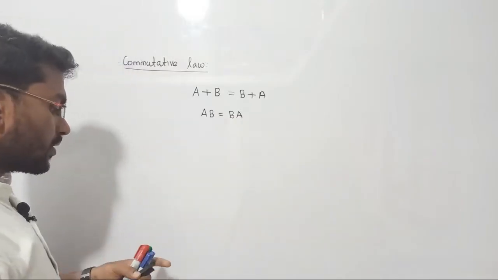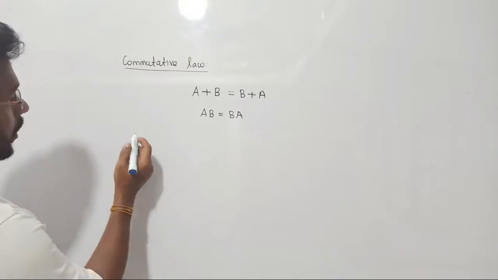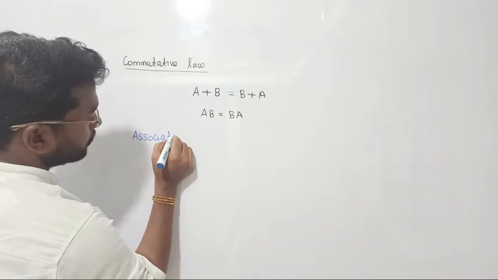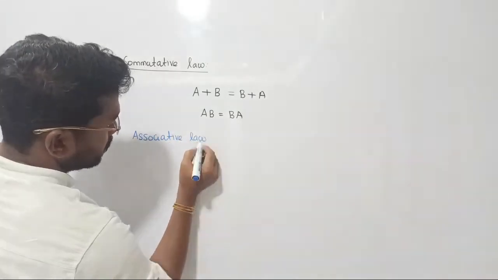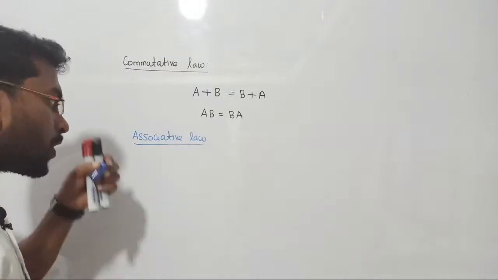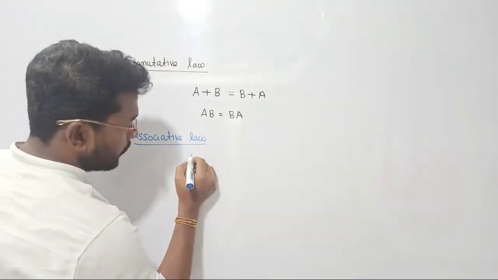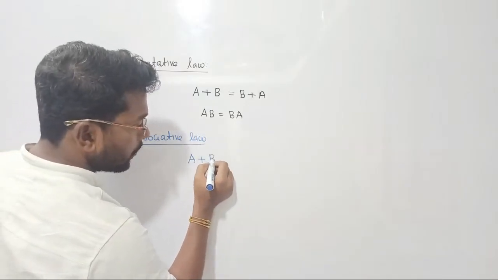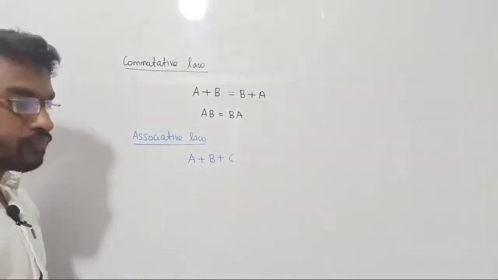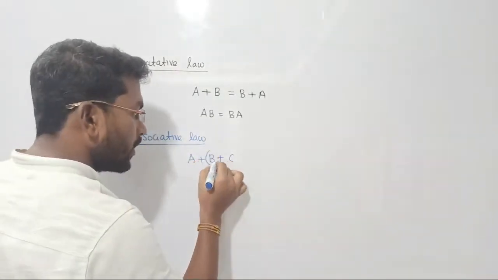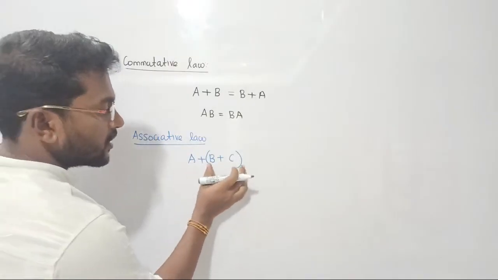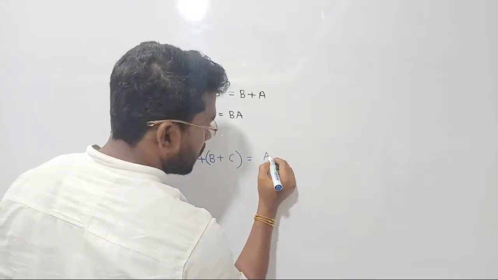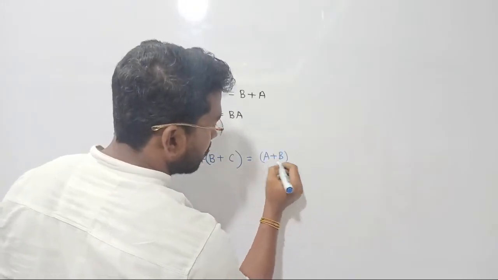Second, we discussed the associative law. Now, in associative law, what did we see? Suppose I have three Boolean variables, A, B, C. First I add B with C, and then I add A with this resultant combination. Instead of adding like this, let me take A first and add it with B, and then I consider C.